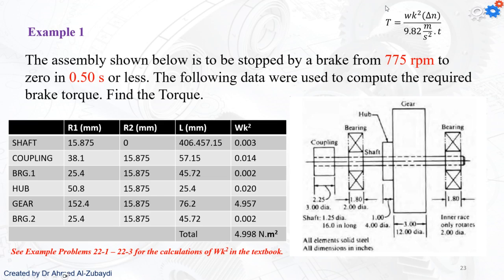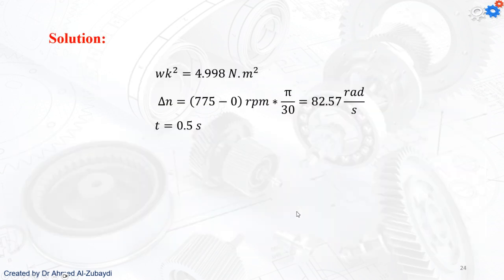So this will be the equation we're going to use, the one at the top. And this table has already been calculated for us, so you don't have to calculate it. The WK total is 4.998 Newton meter square. So we will go for the solution. We know the WK square, the total one.